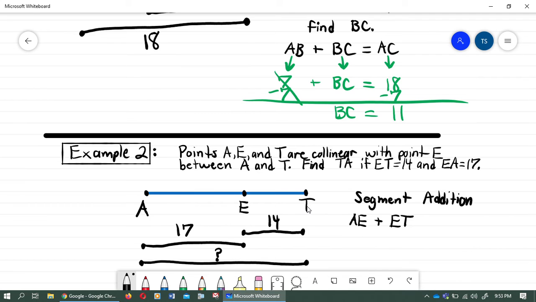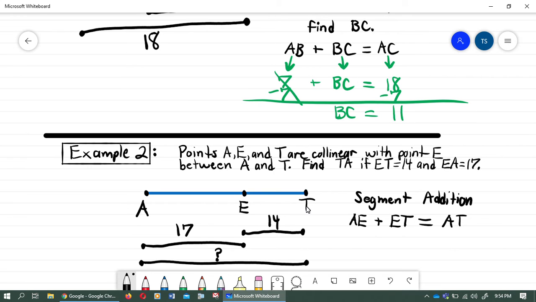I'm sorry. All right. So we've got AE plus ET. Those two smaller segments are added together to give you the whole segment. And the whole segment, the entire thing, goes from point A to point T, right? So AE plus ET equals AT. So the length of those smaller two segments added together equals the length of the entire whole segment.